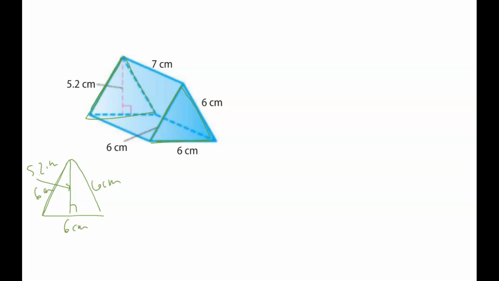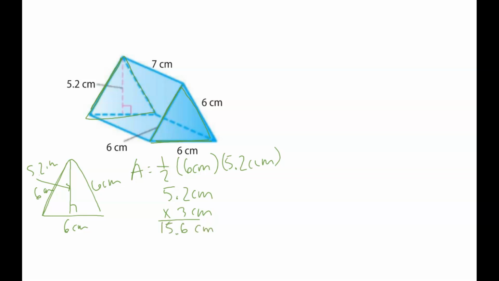That's an equilateral triangle. So to find the area of a triangle, that's going to be half of the base times the height. So I'm going to do 1/2 times 6 centimeters times 5.2 centimeters. Well, 1/2 of 6 is 3. 3 times 5.2. 3 times 2 is 6. 3 times 5 is 15, one number behind the decimal. So that's going to be 15.6 centimeters squared. And I have two of those, so I'm going to go ahead and write that down twice or double that.